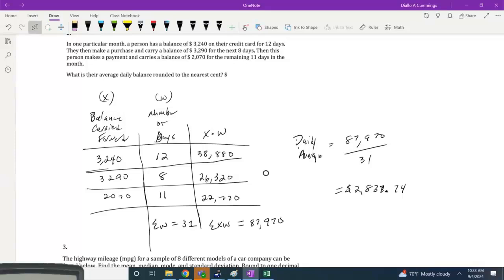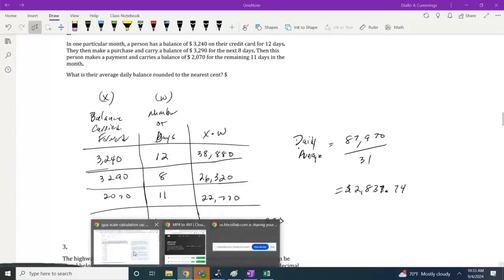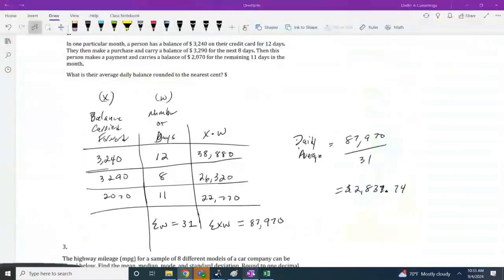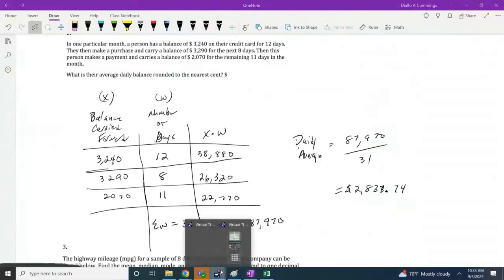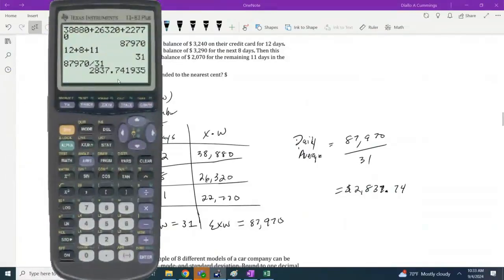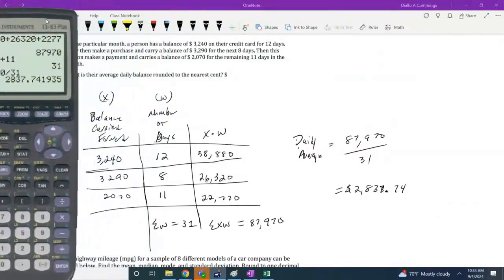All right, so any questions about that weighted average or GPA calculation? All right, going back to $2,837.74. All right, any other questions about that?